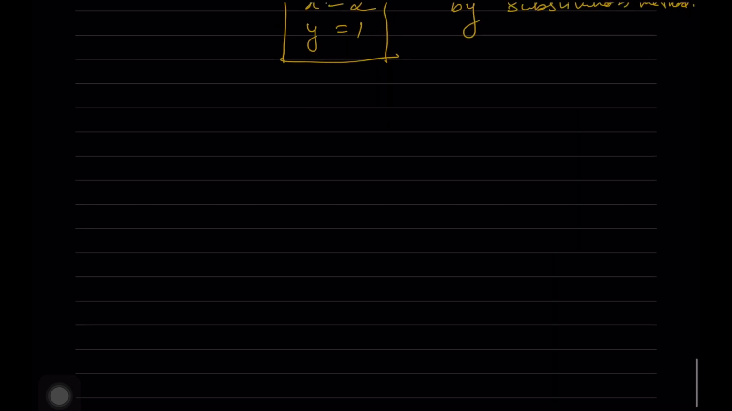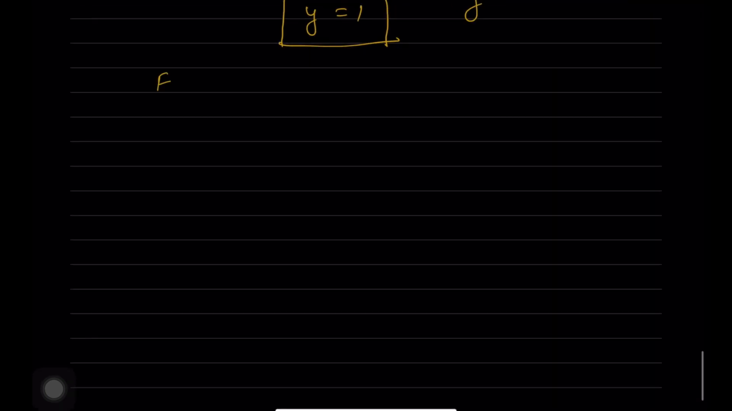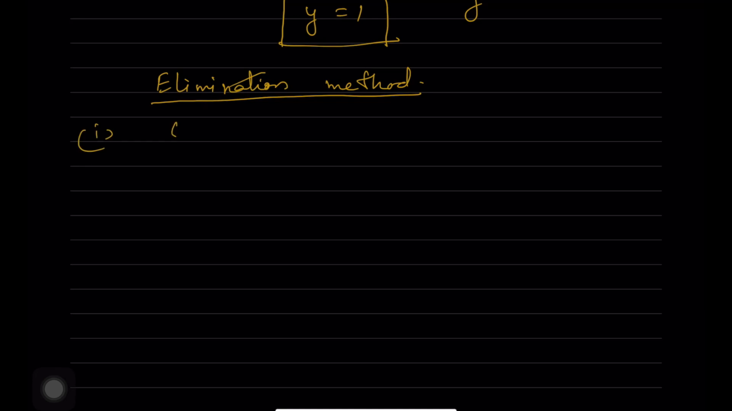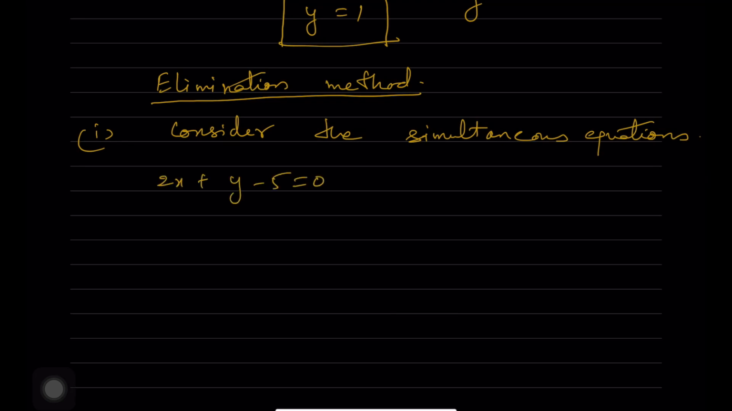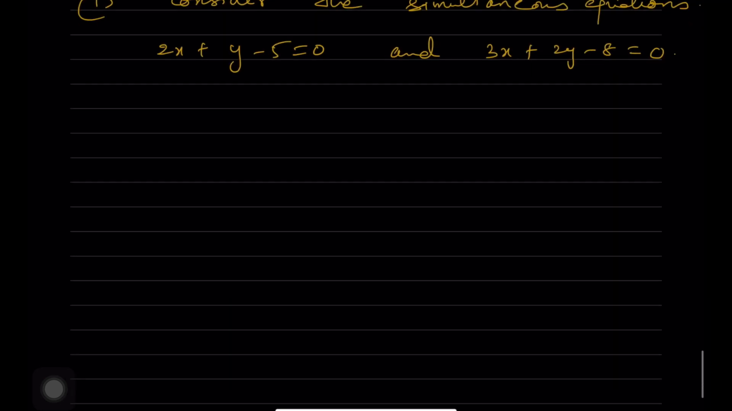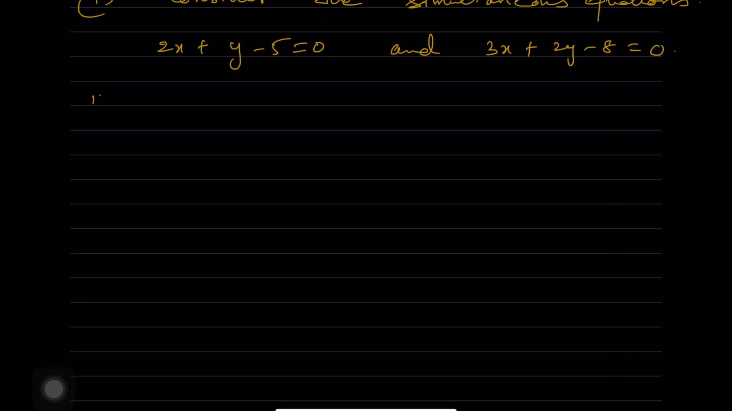Now we'll take the same two simultaneous equations and solve them by the elimination method, and then by the cross multiplication method, and we'll see whether we get the same answer or not. But the method is different from the one which we used here. So in the elimination method, consider the same simultaneous equations which we took in the substitution method: 2x plus y minus 5 is equal to 0 and 3x plus 2y minus 8 is equal to 0.